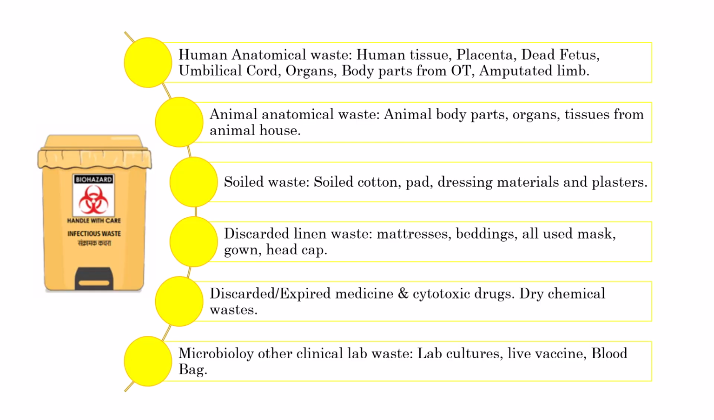Now, the yellow container. Yellow is used for human anatomical waste: human tissue, placenta, dead fetus, umbilical cord, organs, body parts from OT, and amputated limbs. And also animal anatomical waste: animal body parts, organs, tissues from the animal house. Other things are microbiological and other clinical lab waste, lab cultures, live vaccines and blood bags. They are discarded in the yellow.